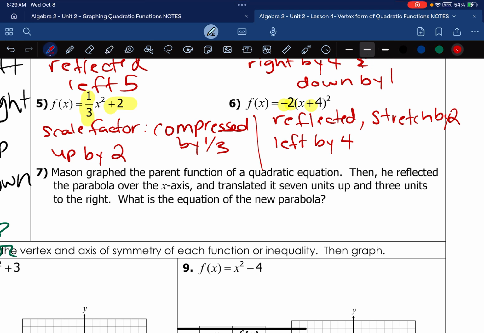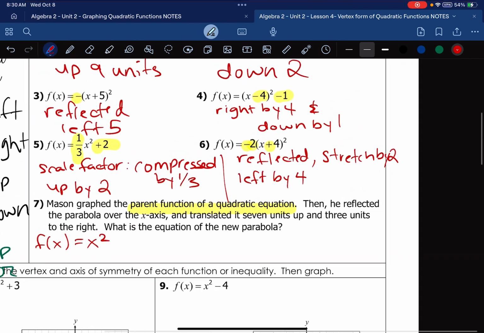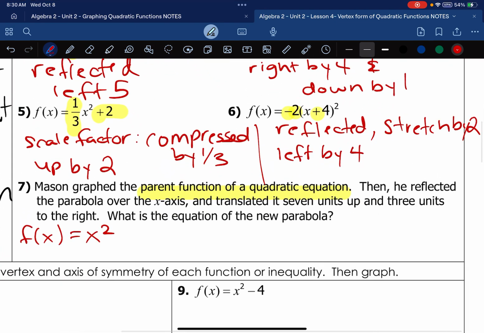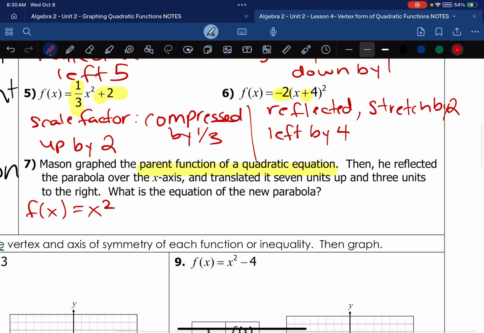So first thing is our parent. Told us that he graphed the parent function. So let's remind ourselves what the parent function looks like. F of x equals x squared. Now we're going to do some of these descriptions. So we're working in the opposite direction. They're giving us the descriptions we just wrote down, and we're going to put it in an equation form. So I'm going to highlight again the things that are important. He reflected it. So that is a thing. He translated it 7 units up and 3 units to the right. So there are 3 things that we have to do to this equation.